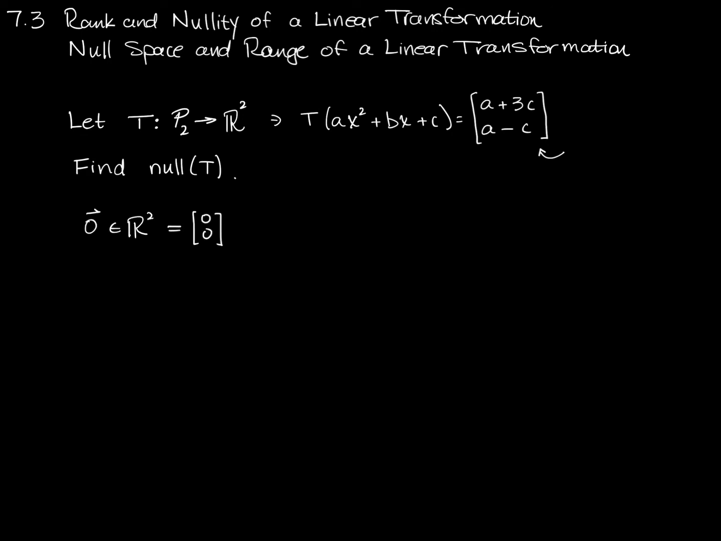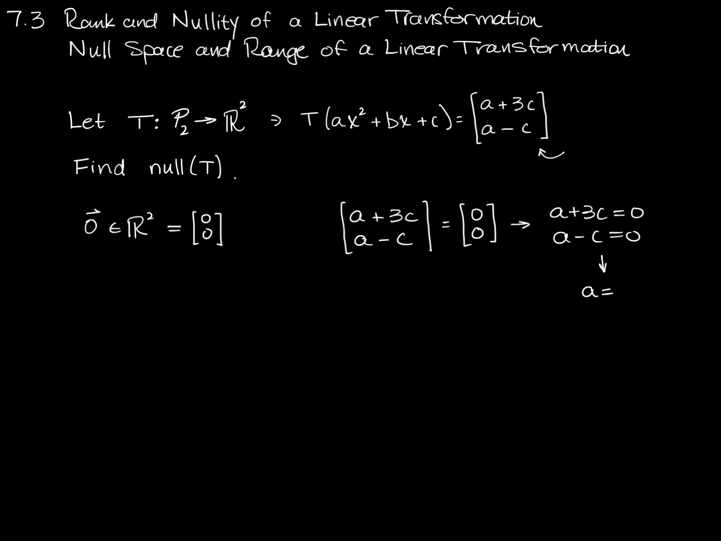But we have to ask ourselves, where did that come from? It came from, in this particular case, because of this particular transformation that we're doing, this transformation spits out things that look like this. We have that a plus 3c and a minus c, those two components each equal 0. Each component is 0. So I can write that as a plus 3c equals 0 and a minus c equals 0. This equation tells me that a equals c.